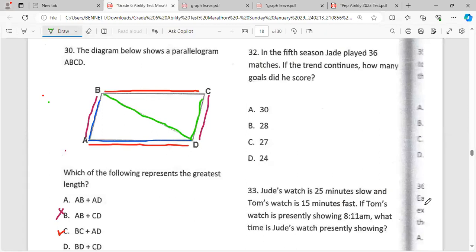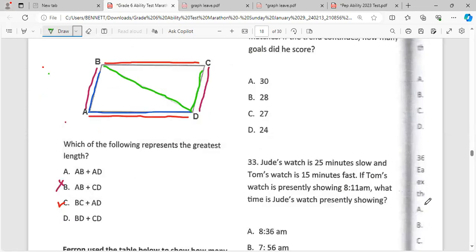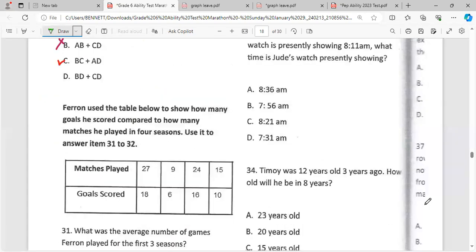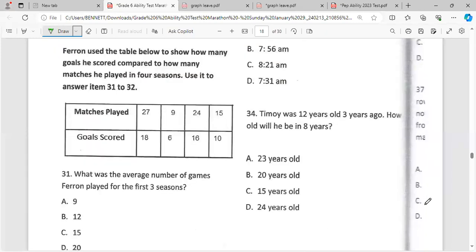All right, let's look at the next one. Everybody agree? Yes, sir. All right, look at that one, guys. Sir, what's up with that one? What do you think is the answer?